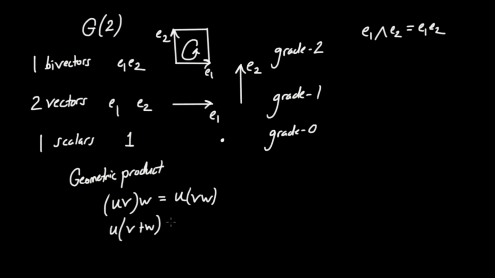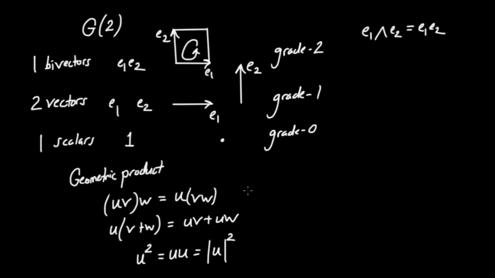It also obeys the distributive law, so u times the sum of v plus w is equal to uv plus uw. And it has another nice property, which is that if you square any vector, let's say u, you square the vector under the geometric product, that's equal to just u times u. That's equal to a scalar. Which scalar is it? It's the squared length of the vector. So these are some of the nice properties of the geometric product that I just want to remind you of.